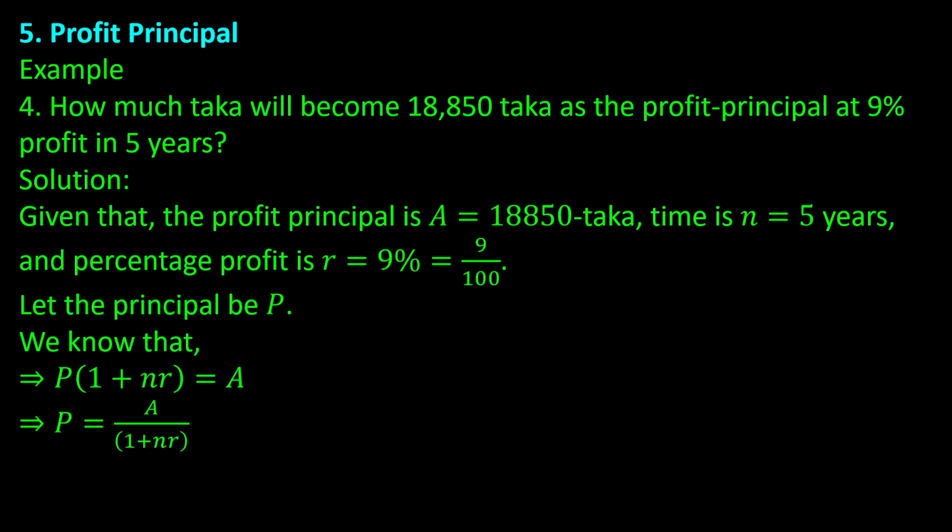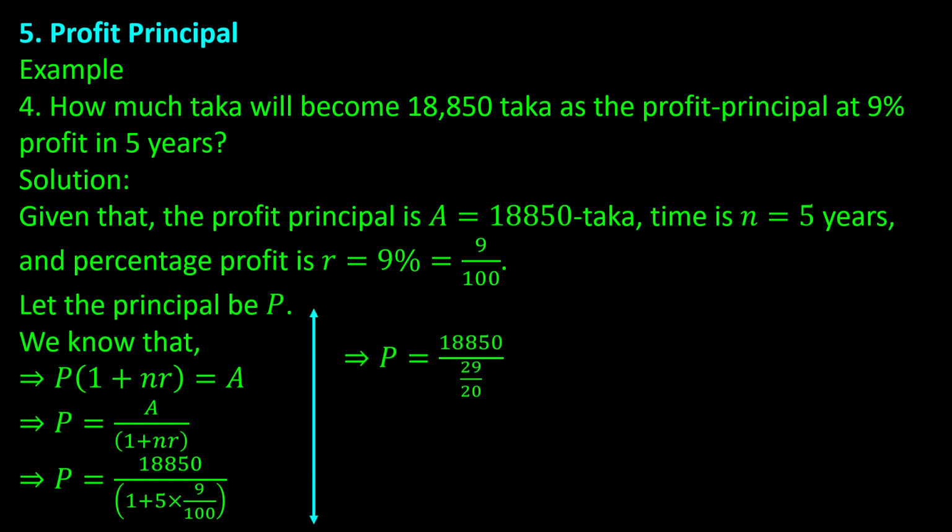So let us consider the principal be P. We know that P times of 1 plus NR equals A, and P equals A divided by 1 plus NR. Now putting the values of A, N and R on the right side of this equation, we get P equals 18,850 divided by 1 plus 5 times of 9 by 100. Doing calculation we get 18,850 divided by 29 by 20.